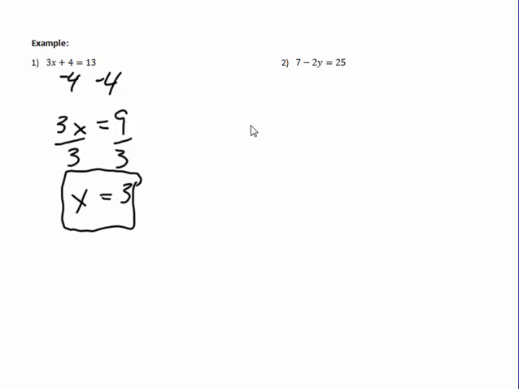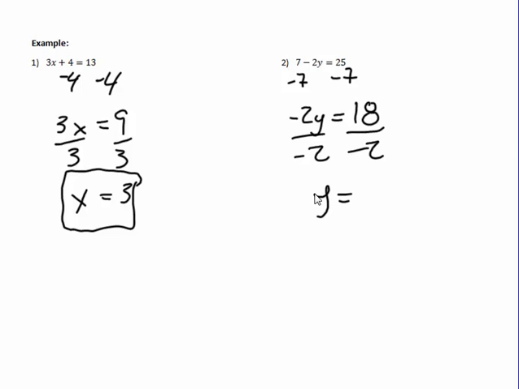Okay, so for problem number 2, 7 is positive, so I'll take that away with a negative 7. So I'm subtracting 7 from both sides. I'm left with negative 2y equals 25 minus 7, which is 18. And divide both sides by negative 2. Dividing by negative 2, I get y equals negative 9.